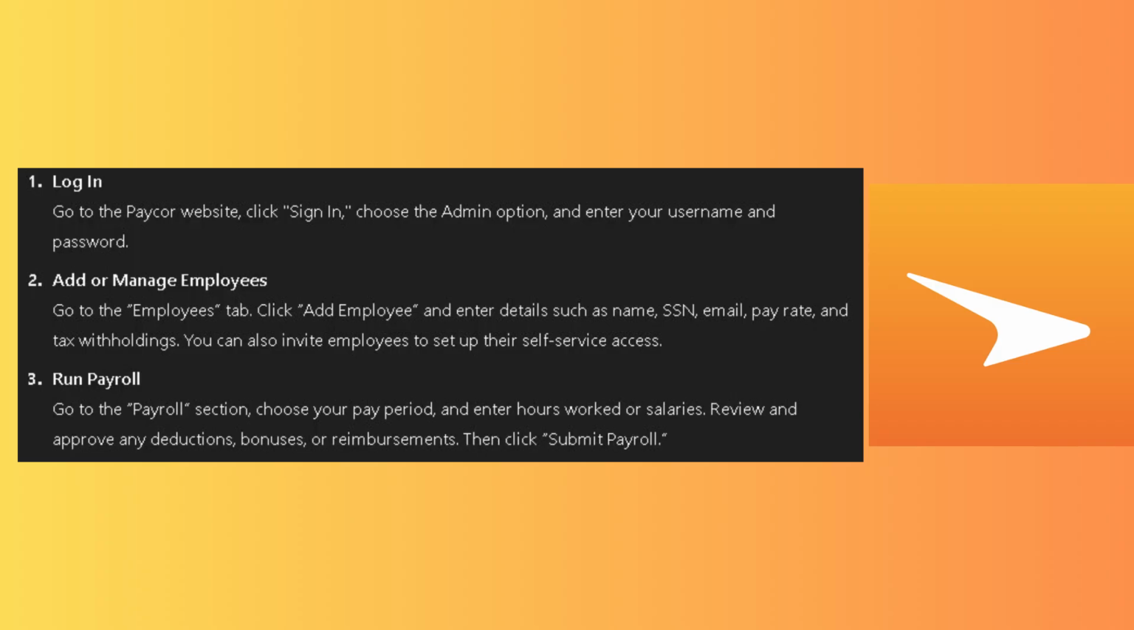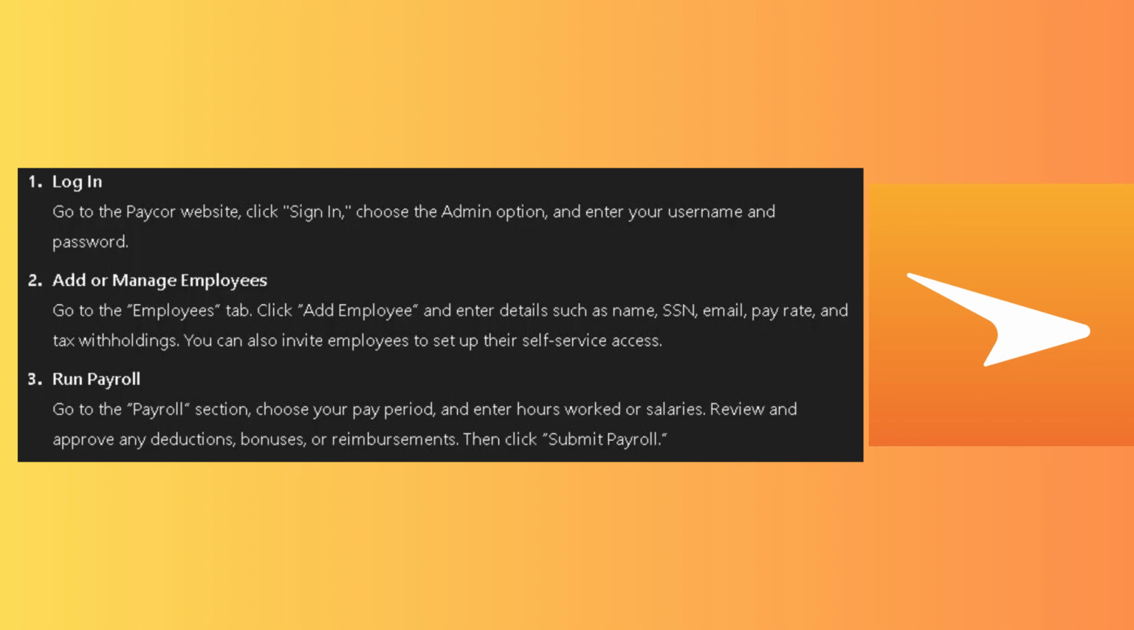Add a manager or managed employees. Go to the employee section and click add employee, then enter the details such as their name, SSN number, email, pay rate and tax withholdings. You can also invite employees to set up their self-service access.